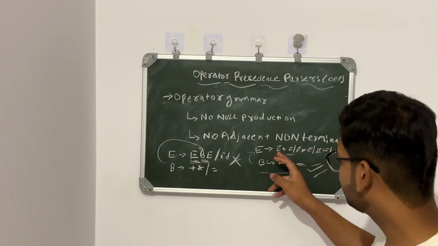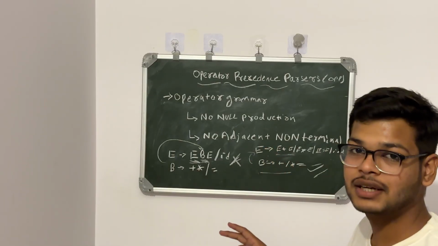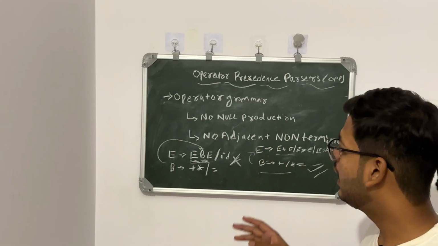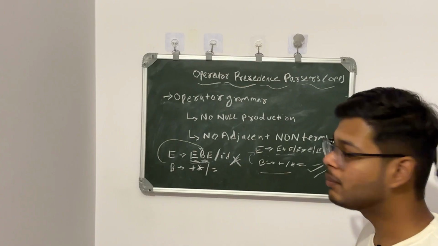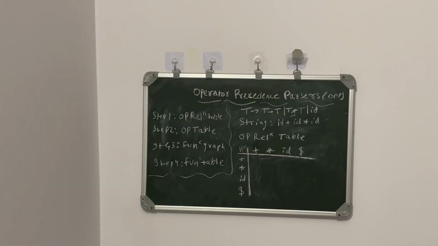Now you might ask that this is an ambiguous grammar. So operator precedence parser is the only parser that allows ambiguity, and no other parser allows ambiguity, but operator precedence parser allows ambiguity. We will see further why.